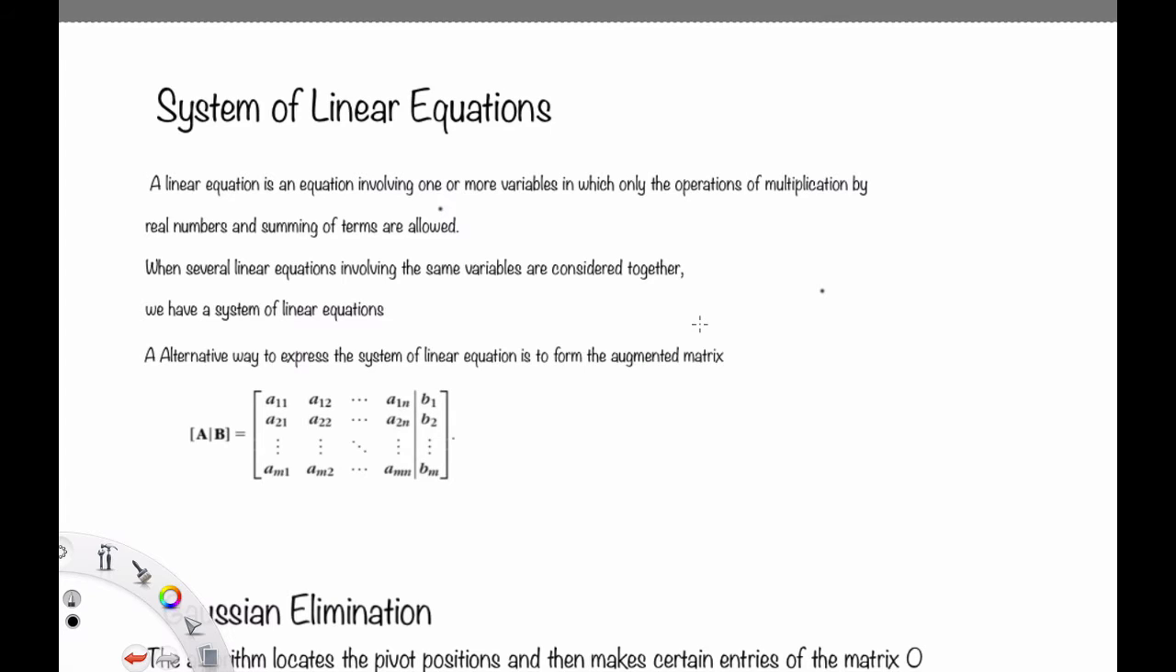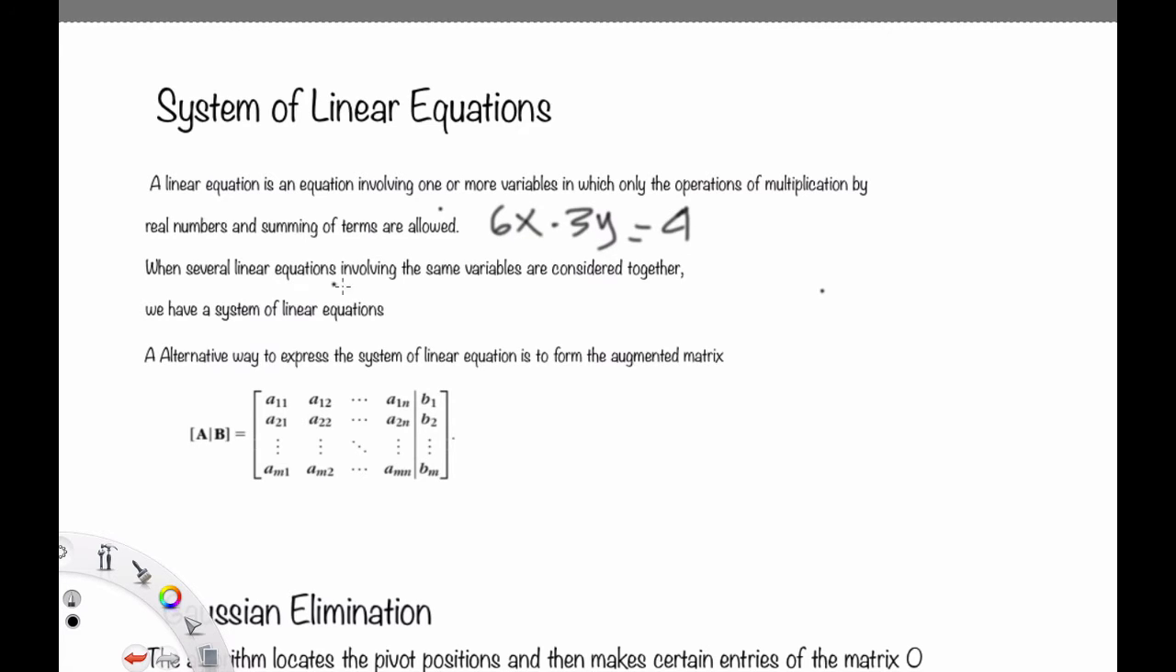Now we learn about the system of linear equations. A linear equation is an equation involving one or more variables in which the operations are multiplication by a real number and summation of the terms. For example, 6x minus 3y equal to 4 is a linear equation.